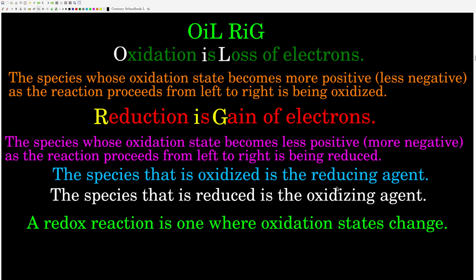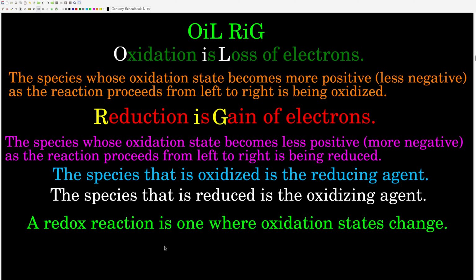And the reason for this is that when a species is oxidized, it loses electrons. Well, those electrons have to go somewhere, and wherever they're going to, that species is being reduced. So the thing that was being oxidized is the agent by which the other thing is being reduced. So we call it the reducing agent. Likewise, whatever is being reduced is the means by which something else is being oxidized. It's taking the electrons from somebody else, so it's called the oxidizing agent.